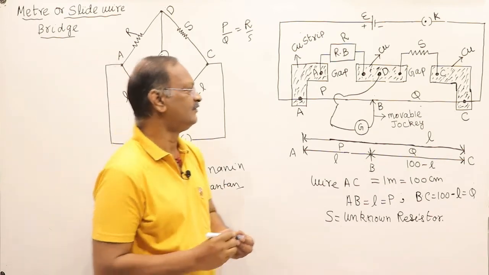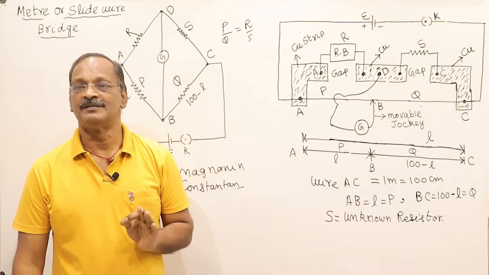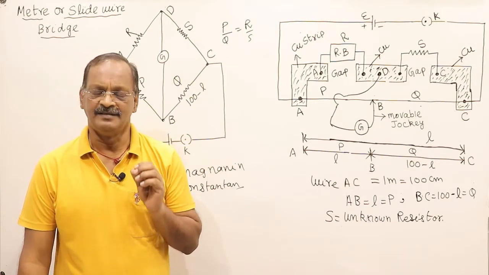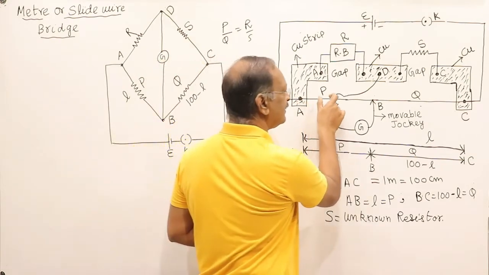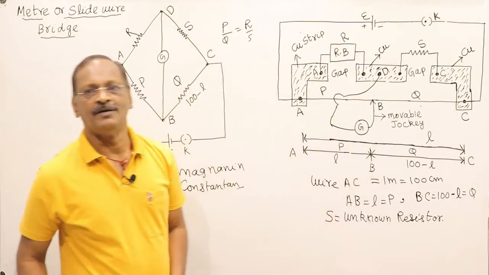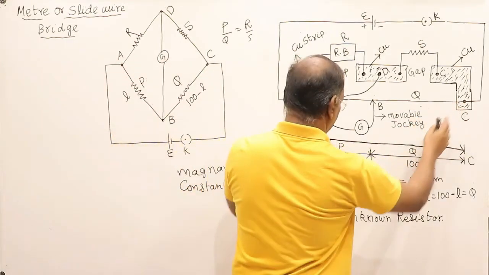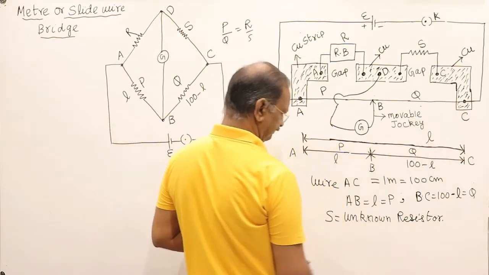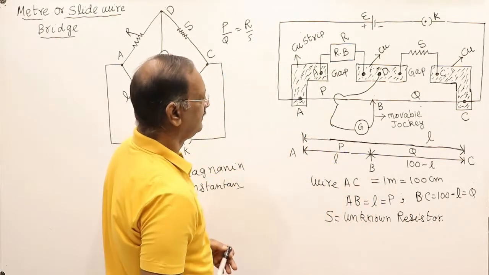Why is this wire, wire AC, of uniform cross section? That means the resistance per unit length is always the same, always constant. The two ends, this is a wire of 1 meter. AB is equal to AC is equal to 1 meter, that is 100 centimeter.